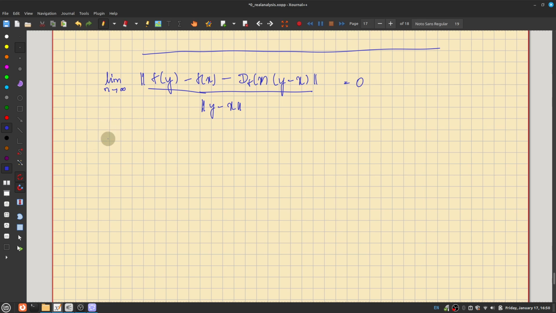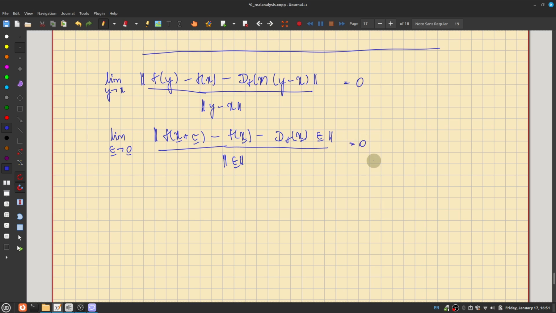Or I could also write this as y tends to x. So I can also think of this as some vector epsilon tending to 0, the norm of f of x plus epsilon minus f of x minus df of x times the vector epsilon, divided by the norm of epsilon. This should be equal to 0.